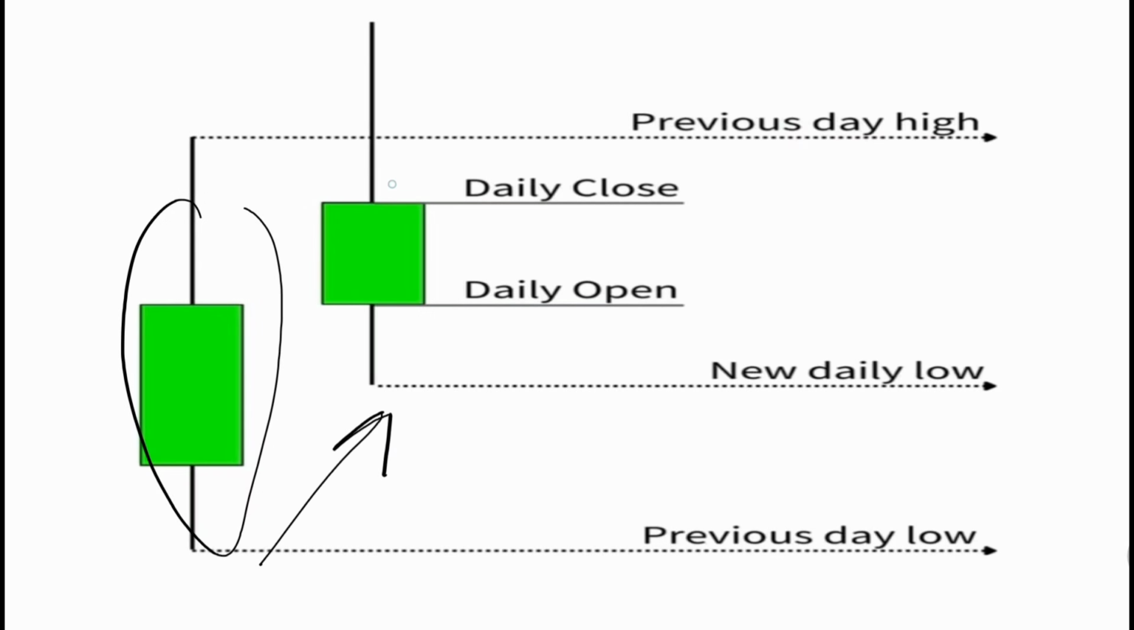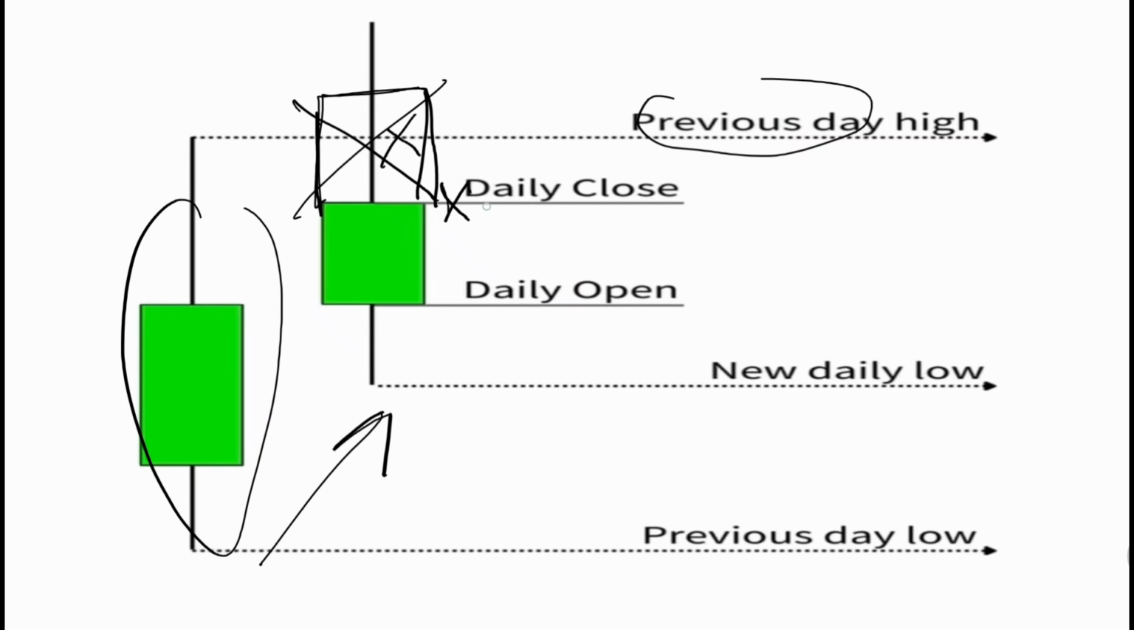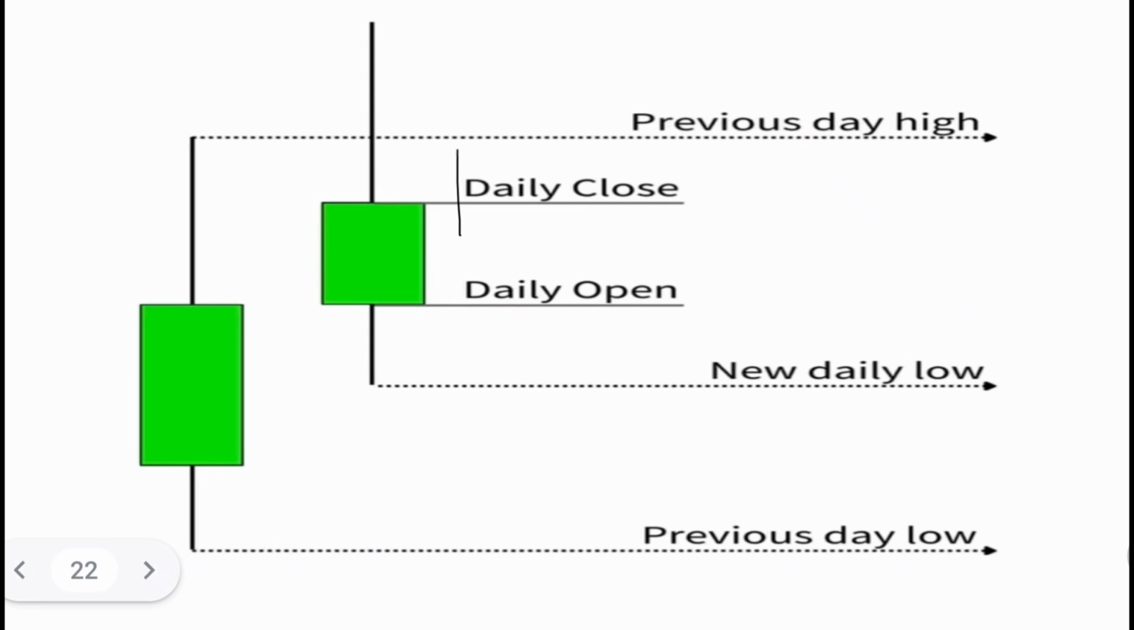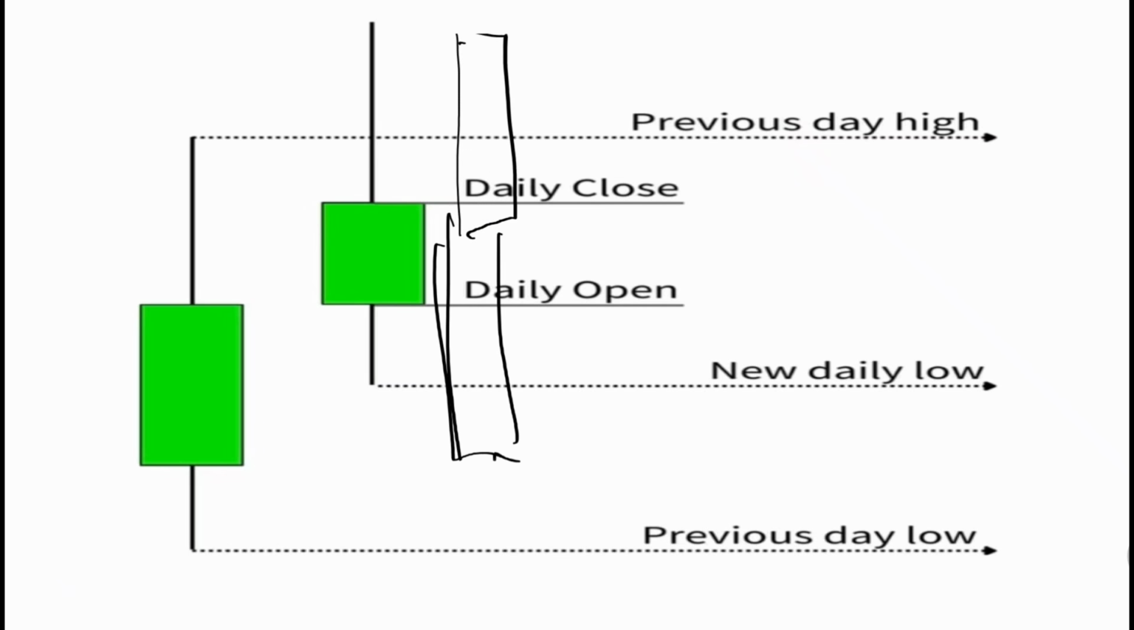It's supposed to be a bullish market, but this daily close for the second day failed to close above the previous day's high. This body candle did not close above the previous day's high, but it closed within the previous day's high and low. So in that case, instead of the third candle being bullish, it is going to be bearish, and the bearish candle will take out this new daily low. So this is what I mean.